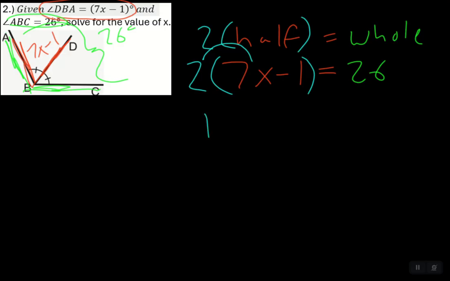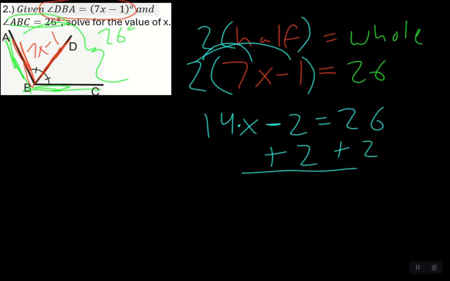And so 2 times 7x is 14x. 2 times negative 1 is negative 2 is equal to 26. Now, how do I get the letter x by itself? What do I get rid of first? My multiplication or my subtraction? And hopefully you said, hey, we're going to get rid of the minus 2 by adding 2 to both sides. Everybody circle your zero pair. And 14x is equal to 28.